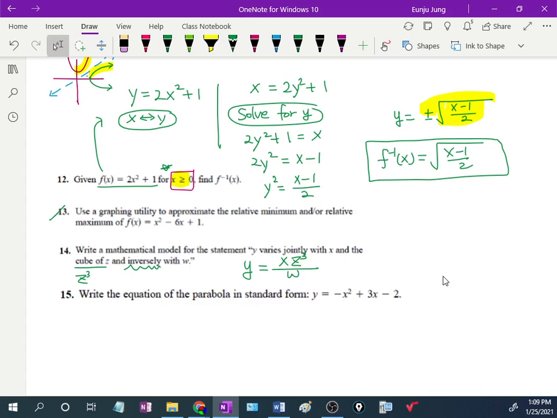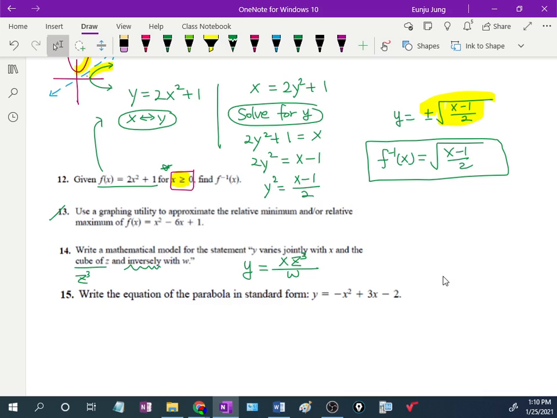So we are talking about joint, together, meaning multiplication. And it varies, that means you can multiply them. And w is going to be in the denominator because it has an inverse relation. Okay, so that's it.